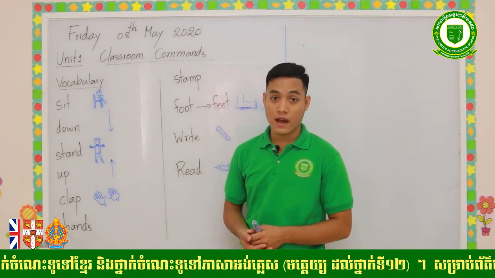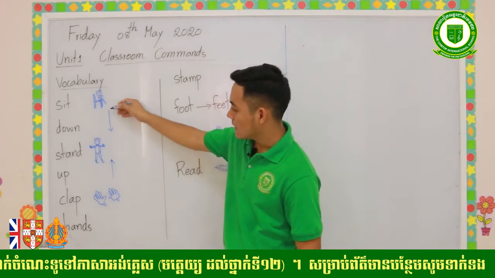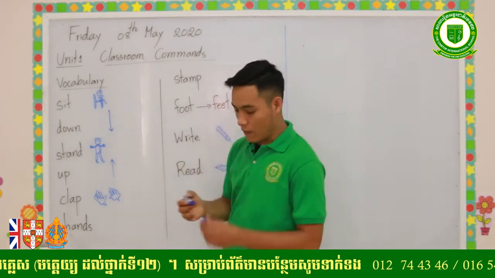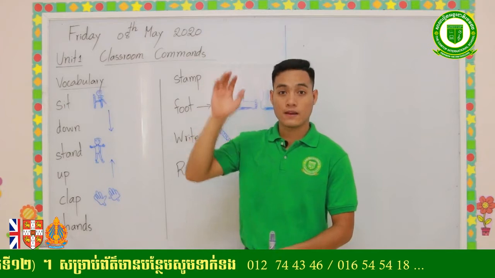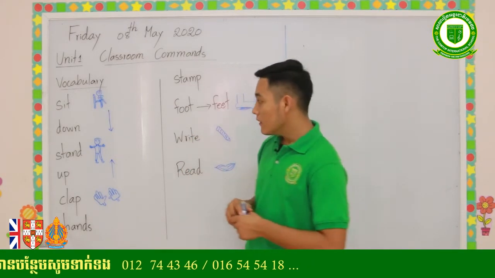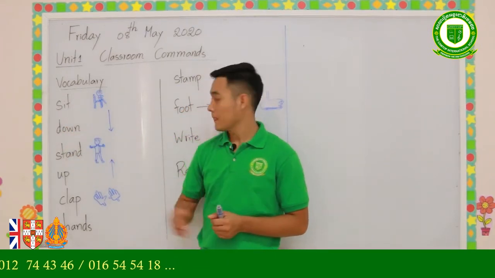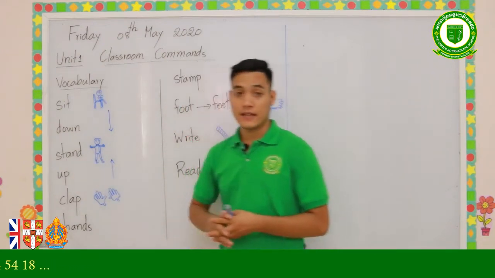And here is down. Down. Down. You look at the arrow right here, that goes from up to down. For example, over here I will drop the marker and then the marker goes down. So this means down. Again, sit down.